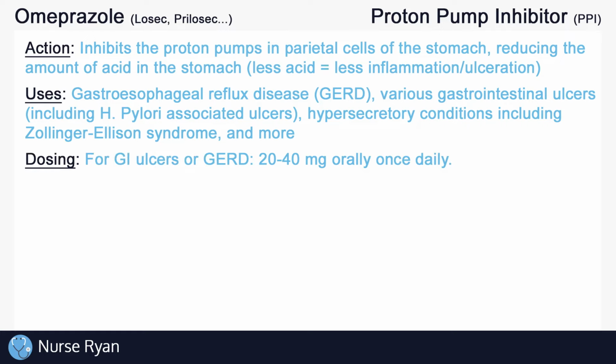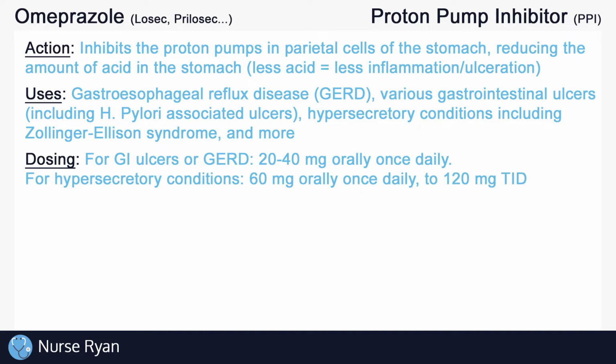Typical dosing for omeprazole in adults is as follows. For gastrointestinal ulcers and GERD, omeprazole is often ordered at 20 to 40 milligrams orally once a day. For hypersecretory conditions, dosing can be much higher. Initial dosing may start as high as 60 milligrams once a day and may be increased to 120 milligrams 3 times a day, or TID.